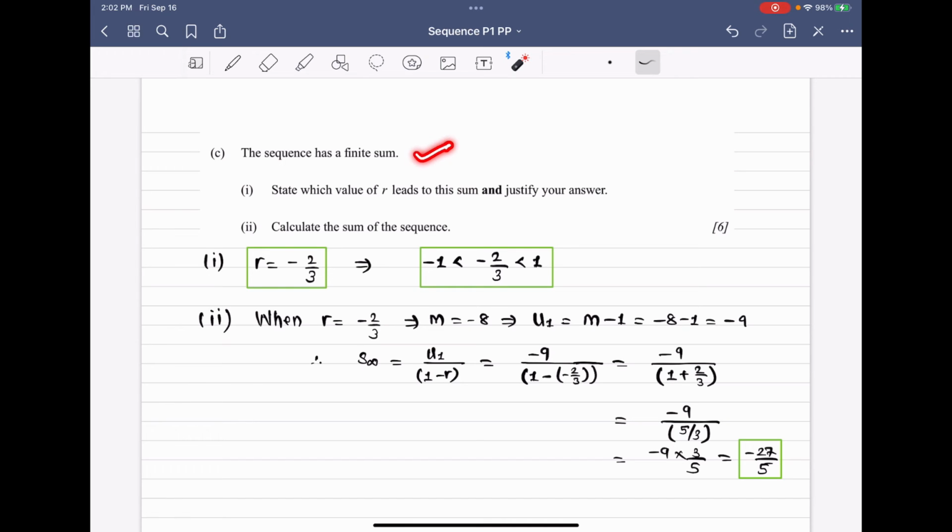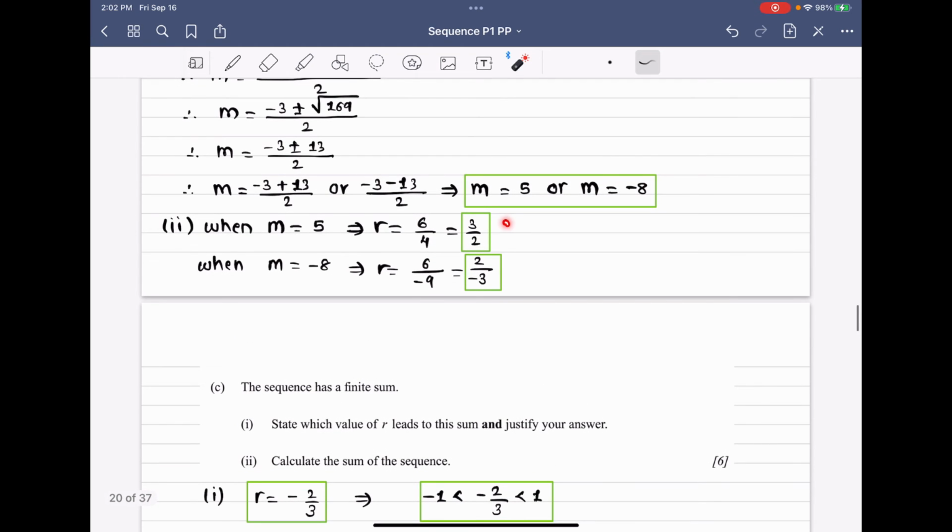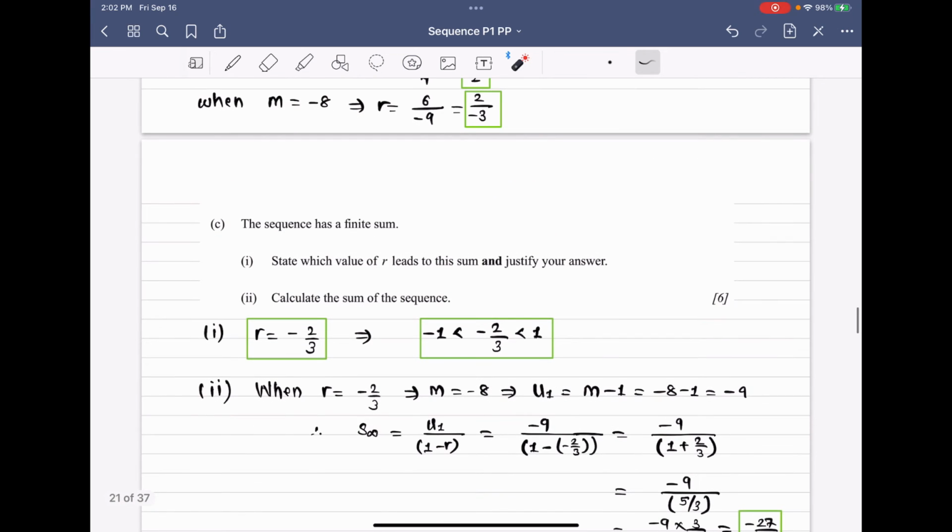So finite sum is related to the infinite sum formula. Only condition is that your r has to be between negative 1 and positive 1, which is happening only in case of negative 2 by 3, not in case of 3 by 2. So your r is negative 2 over 3 or 2 over negative 3. Justify means what? You have to show that negative 2 by 3 is lying between negative 1 and positive 1. This is the justification. Last part, calculate the sum of the sequence.